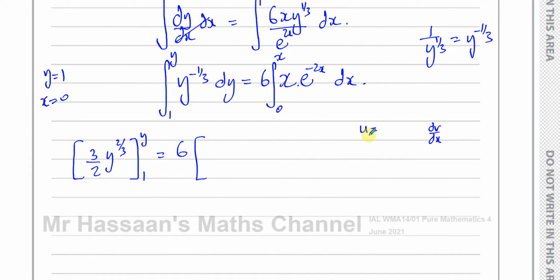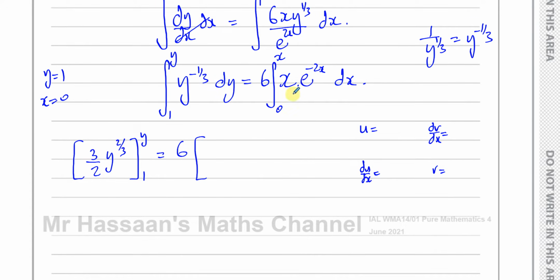And for u, you have to differentiate it to give you du dx, and for dv dx, you have to integrate it to give you v. The one that you choose as u is critical. It's the one that's going to be something that breaks down when you differentiate it to something simpler.